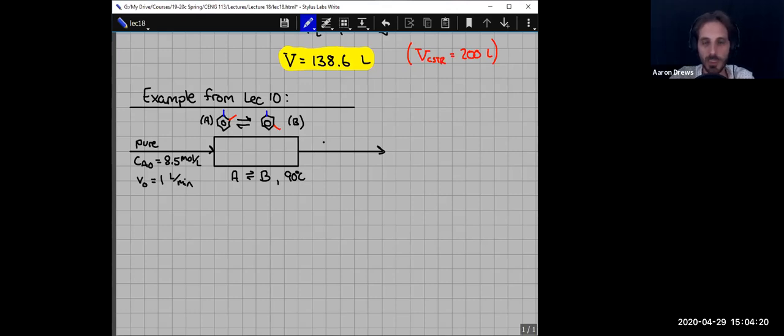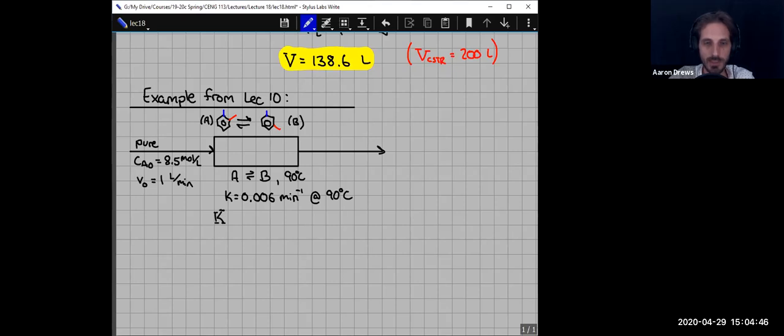In the previous problem, we had to adjust the activation energy and the equilibrium constant for 90 degrees C. I'm not going to repeat that adjustment here. I'm just going to give the values at 90 degrees C because I'm more interested in the PFR point and not how we came up with these.